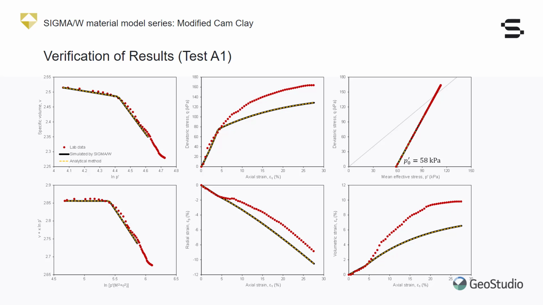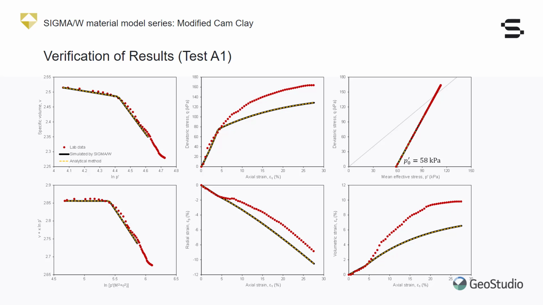in SIGMA/W. When comparing the laboratory results with the constitutive model simulations, some of the plots show a better fit than others. For instance, a very good match can be seen in the first curve, where the data in v versus ln p' space is simulated by the modified Cam-clay model. However, the results from test A1 in some of the other spaces do not match as nicely as the first curve because of the very nature of calibration.